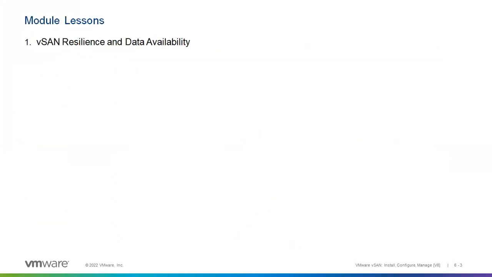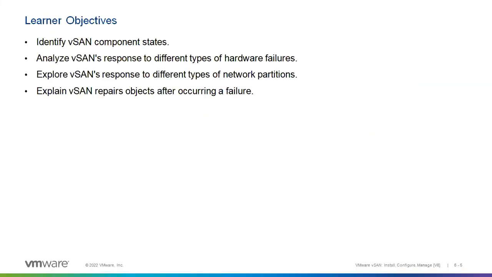Okay, the main lesson in this module is primarily vSAN resiliency and data availability. The main thing is to identify the vSAN component states. When we say vSAN component state, how my object is further distributed into components and how components are distributed as per the available policies, and to analyze the vSAN response to different types of hardware failure, how we manage the hardware failure situations, and what different stages we should factor in, whether it is a hardware failure, or maybe there's some downtime and we are expecting the components will be back.